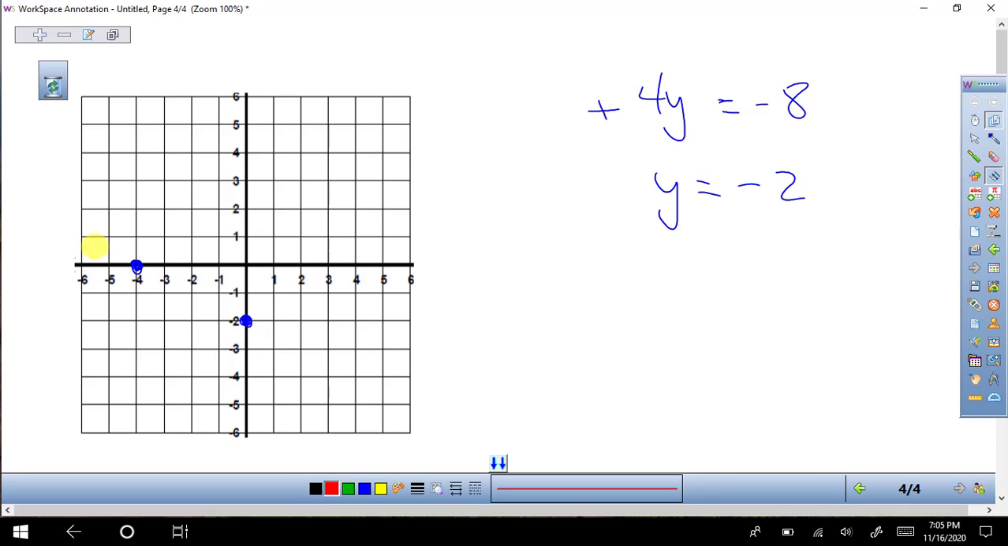There are my 2 points. Draw my line through them. Add my arrows, and I've just graphed the equation 2x plus 4y is equal to negative 8.